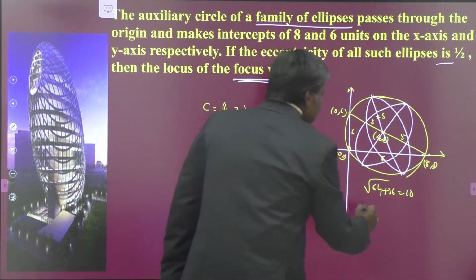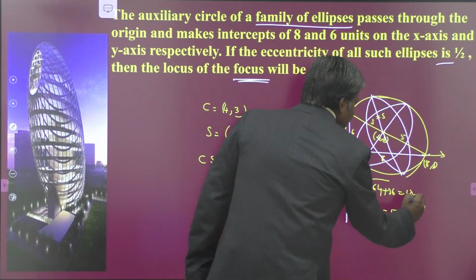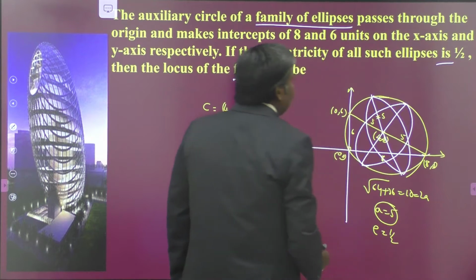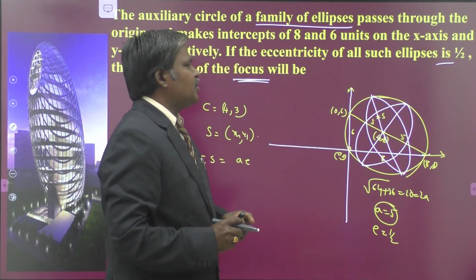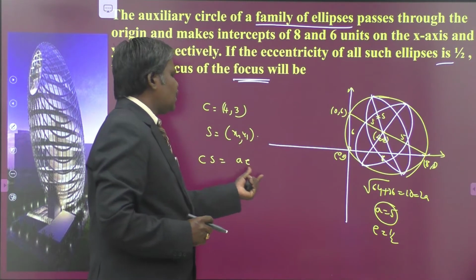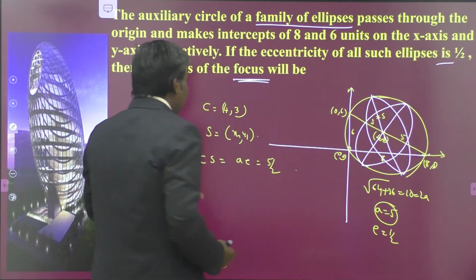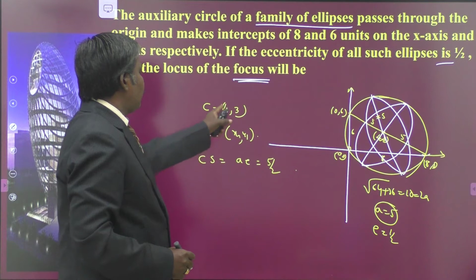So your A value is 5. This is 2A. A value is 5. E is also given to you. That is 1 by 2, my dears. Eccentricity of the ellipse is 1 by 2. What is CS? CS equals AE, which is equal to 5 by 2. What is C? 4, 3.